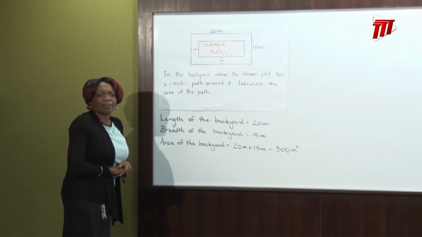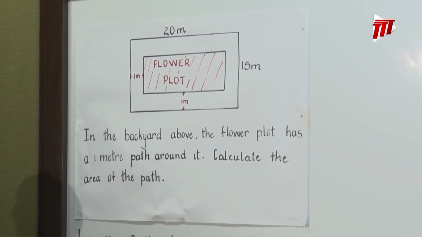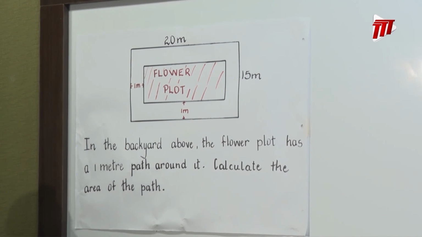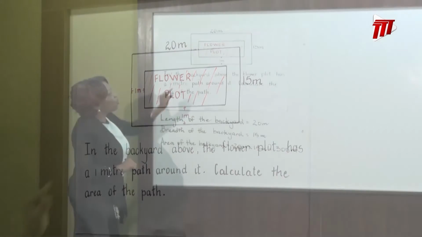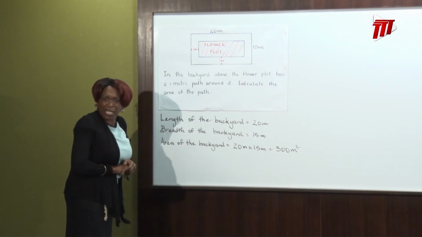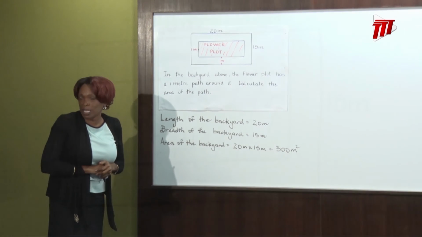What else can we find? Or question, what else should we find? We should find the area of the flower plot. Why? Because remember, the path is this way. It's around the flower plot. Are you seeing what it is I'm talking about? How are we going to find the area of the flower plot?